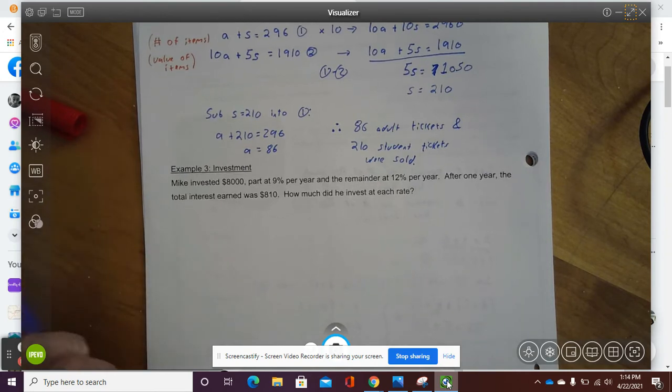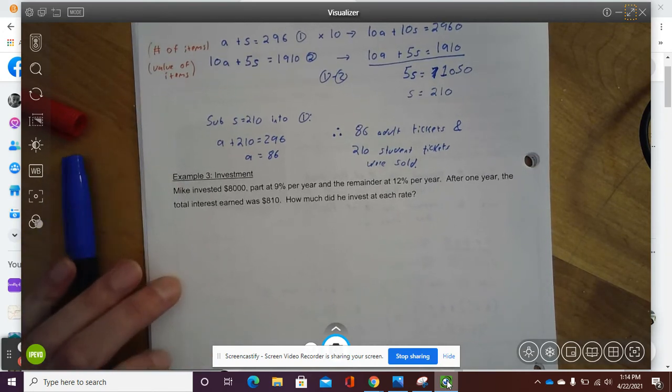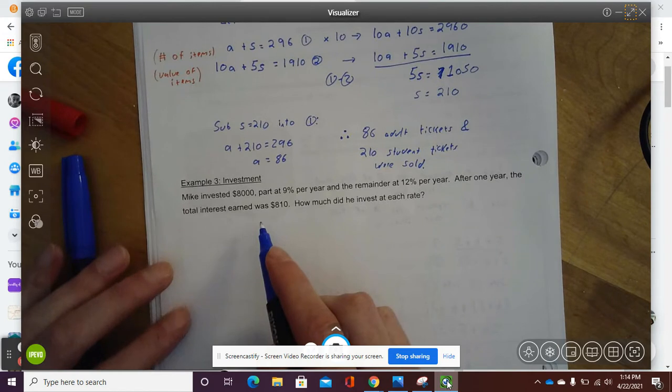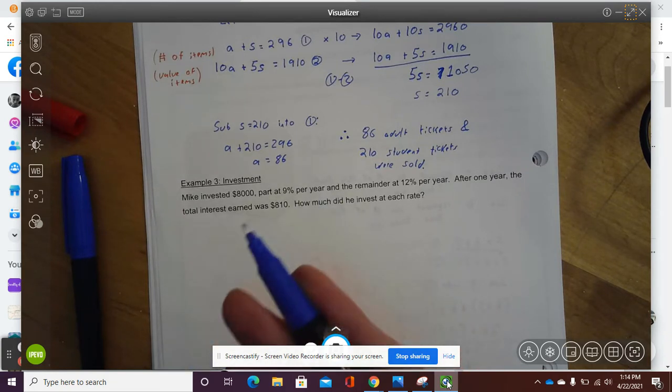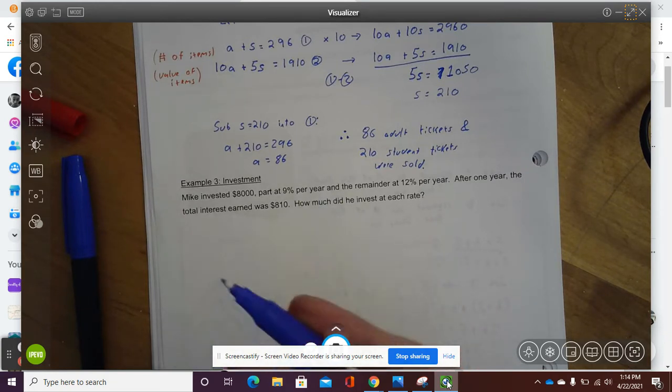So this is a business application. When you invest money, you earn interest. So the way that works is if you put $1,000 in the bank and the interest is 5% per year, at the end of the year, the bank is going to give you 5% of your investment, and that's called interest.